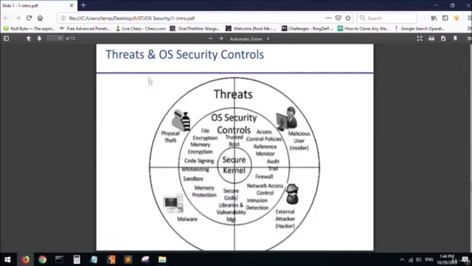Now look at this. These are the threats we have: malware, physical theft, malicious user (insider), and external attacker, which is a hacker. Now, OS security controls: for physical theft, file encryption, memory encryption, code signing. For the malicious user, access control policies, reference monitor, audit trail. For the external attacker, we have a firewall, network access control, intrusion detection. For malware, we have a sandbox, whitelisting, memory protection, and secure code and libraries.